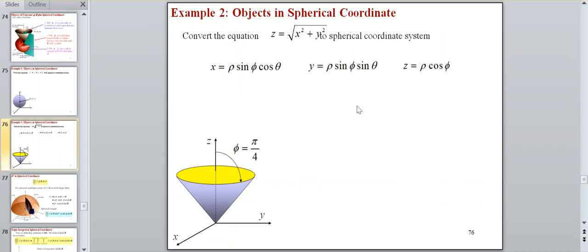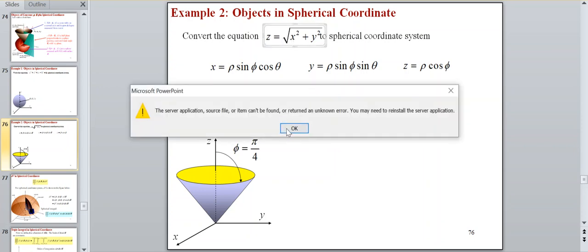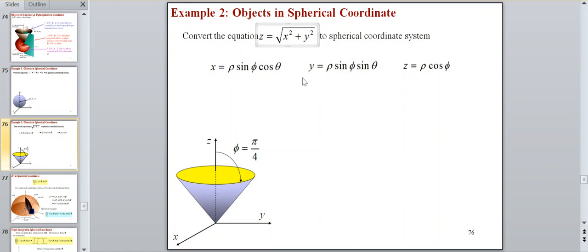Okay, look here. We have another example. The Cartesian equation of this cone is given: z equals the square root of x squared plus y squared. We want to find the spherical equation of this cone.